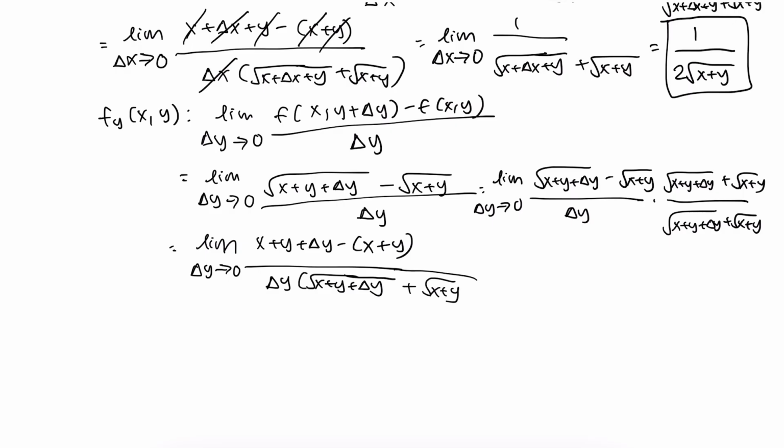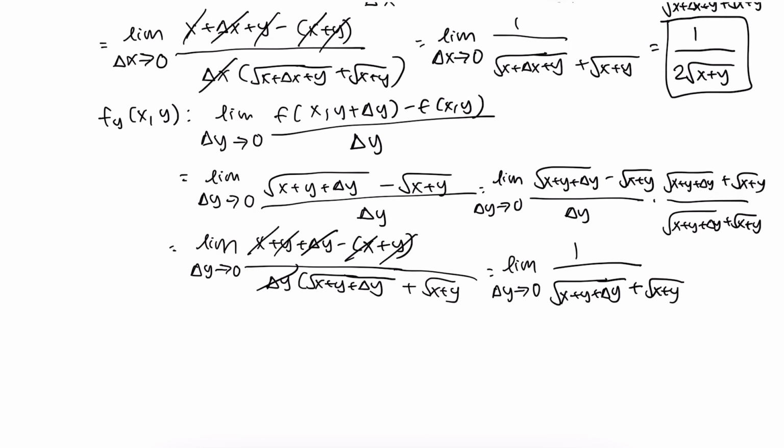And again, we get a lot of cancellation, and then also we can divide the two delta y, so more cancellation. And we get the limit as delta y approaches 0 of 1 over root x plus y plus delta y plus root x plus y. And if we substitute delta y directly for 0, we just get 1 over 2 root x plus y. And as you can see here, the partial derivatives with respect to both variables are actually the same.